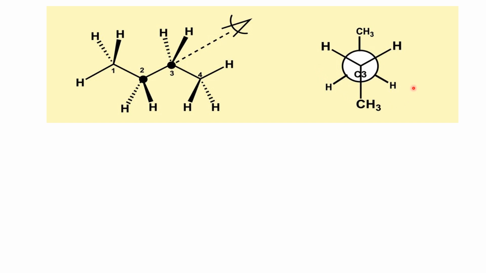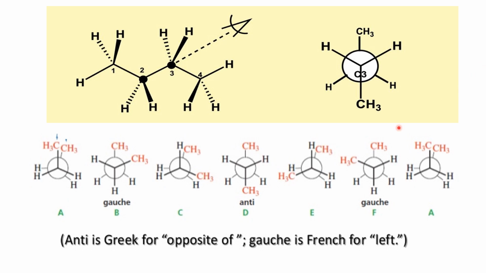Now we know the C2, C3 carbon could undergo rotation. See here, this is the first projection formula. See here, this is an eclipsed projection formula. That means the methyl groups of the first and fourth carbon atoms are in one plane.